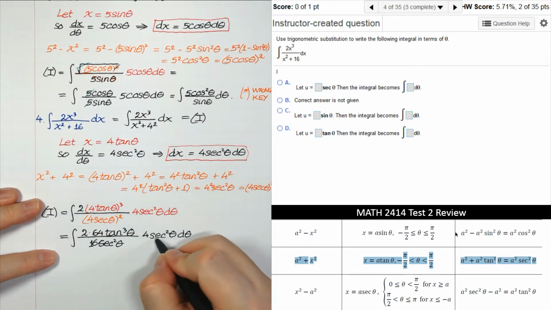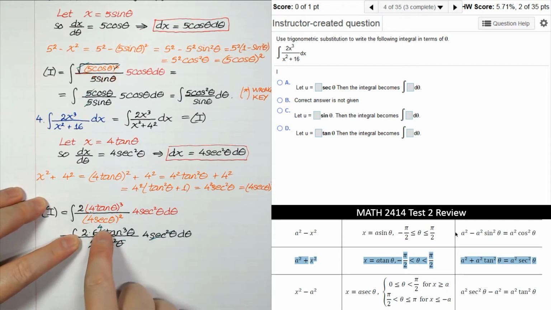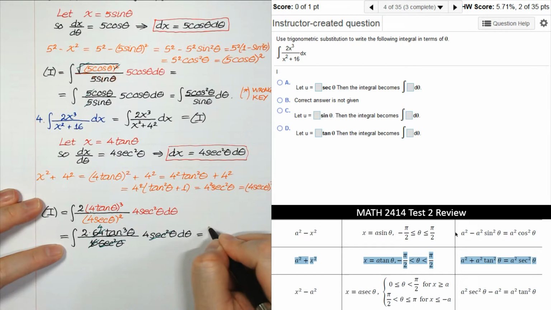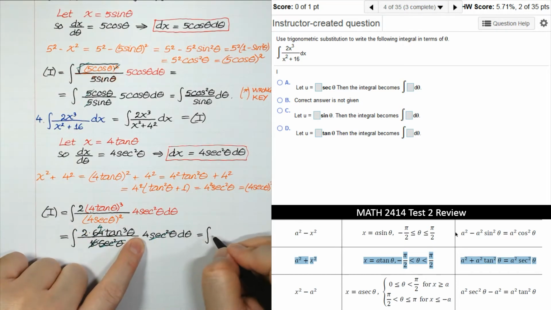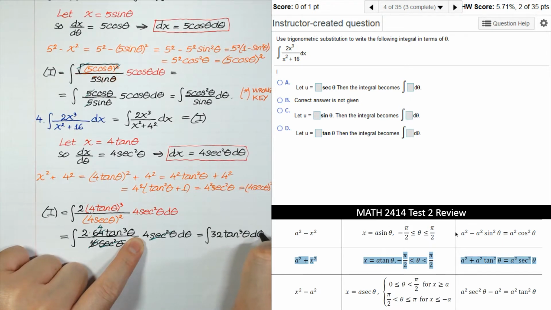Secant squared cancels out. 16 divided by 64 and 16 cancel out. There's a 4 on the top. 2 times 4 times 4 is 32. Tangent cubed d theta.